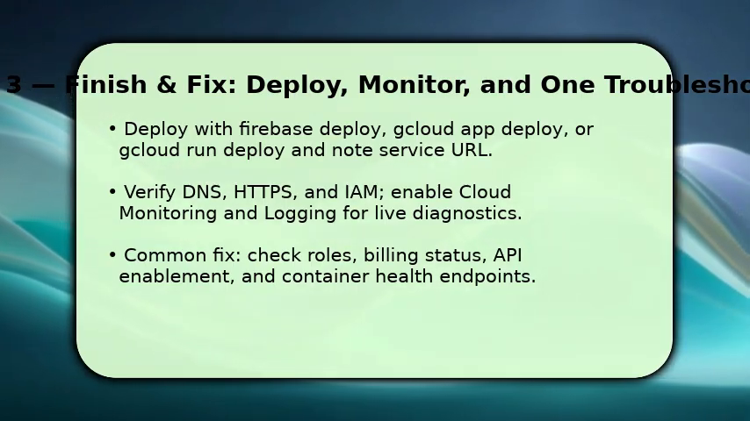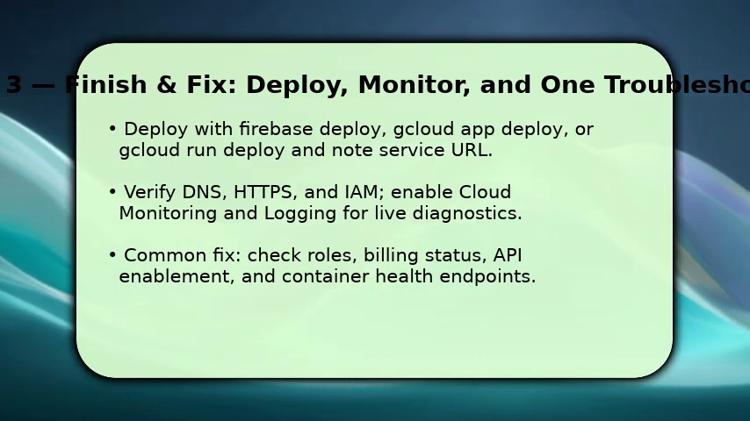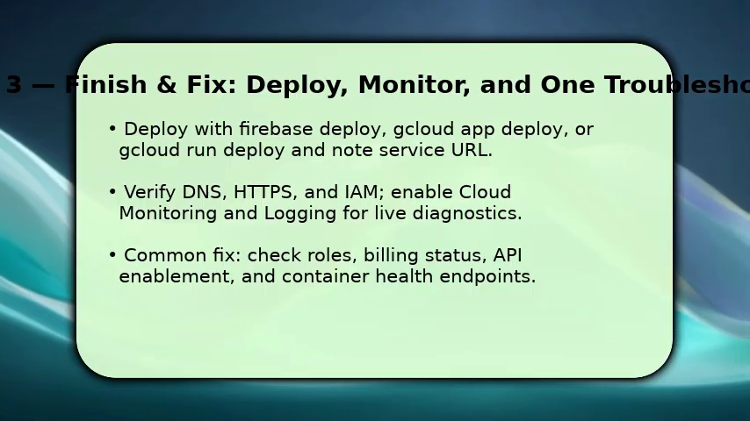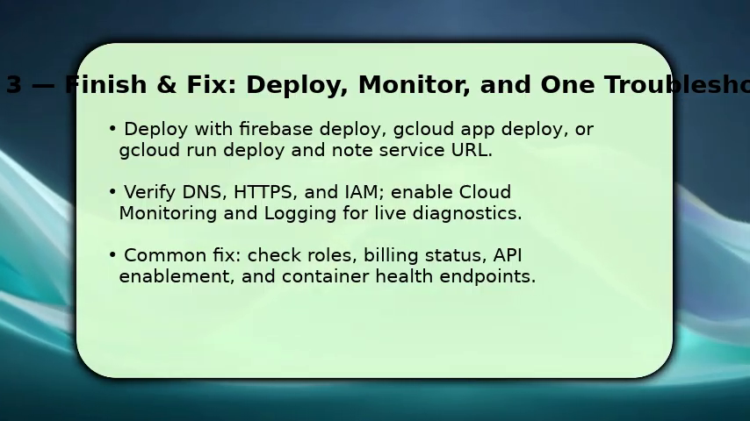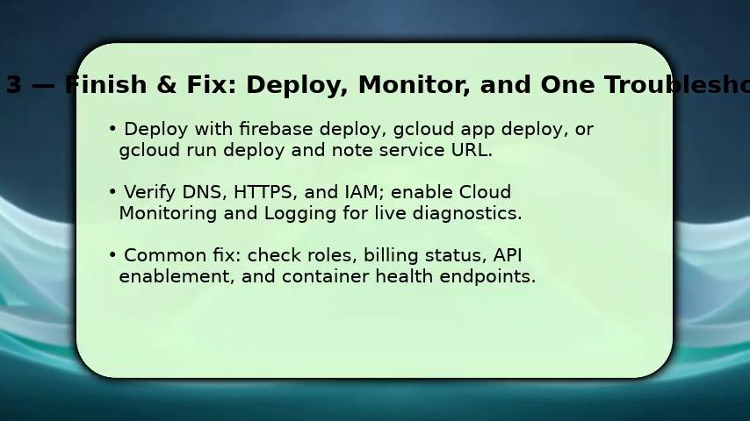If something goes wrong, check Cloud Logging and Monitoring for errors, confirm the deployer has proper roles, ensure APIs are enabled, and verify your container or app health endpoints respond. These fixes resolve most deployment failures.